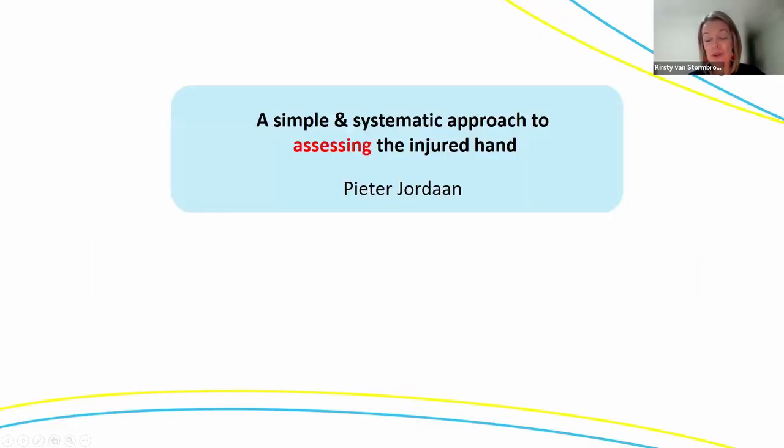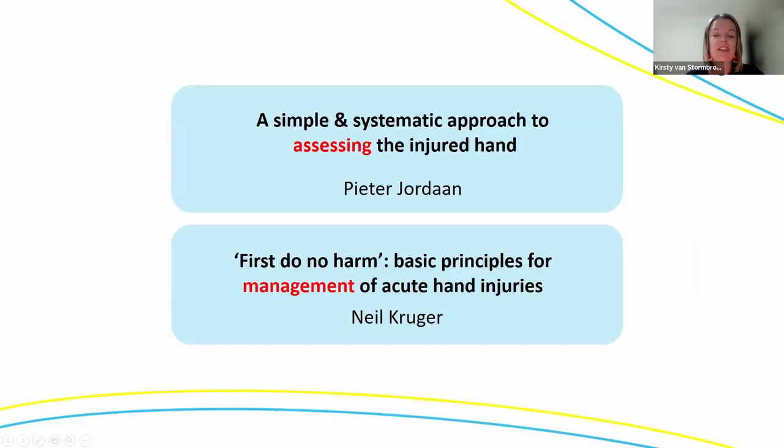And we're very grateful to have two hand surgeons speaking to us this evening. First of all, Dr. Pieter Jordaan will do a simple and systematic approach to assessing the injured hand. And then Dr. Kruger will address first do no harm, basic principles for the management of acute hand injuries.